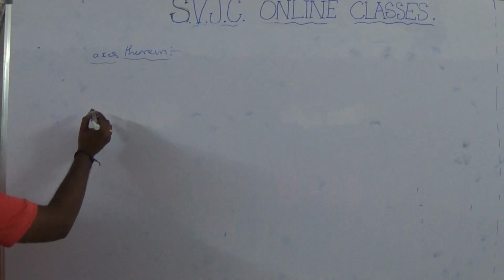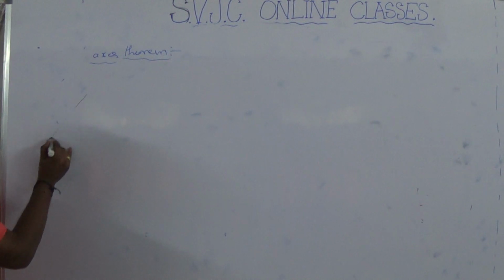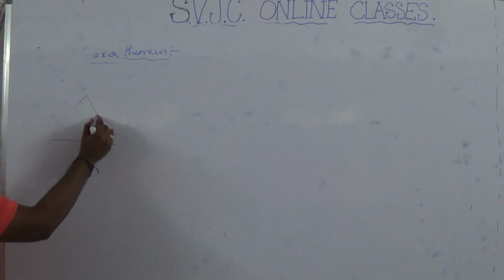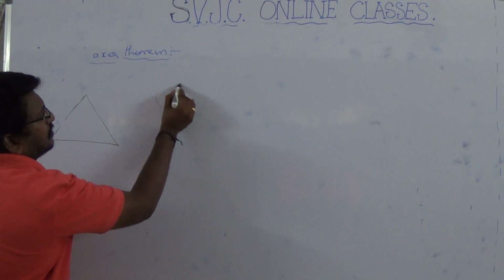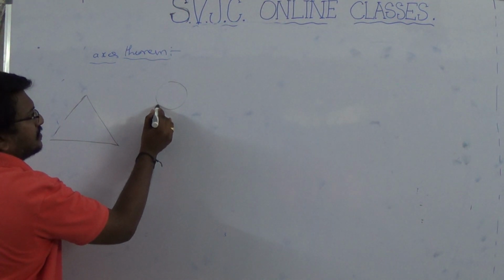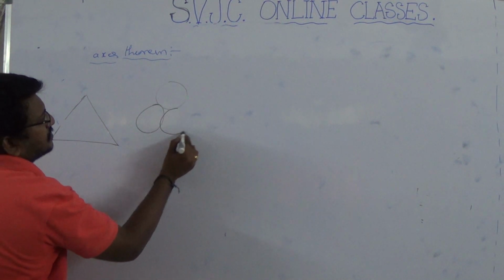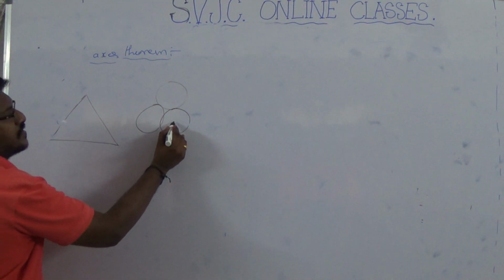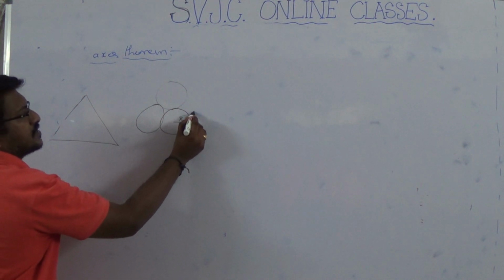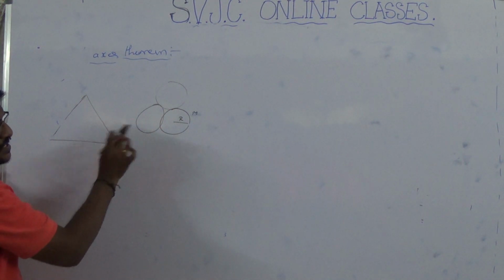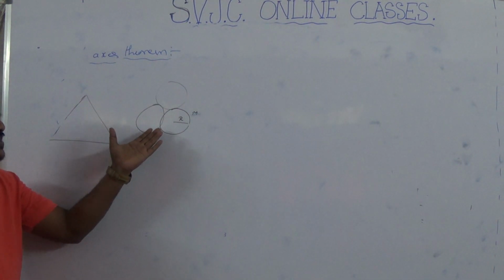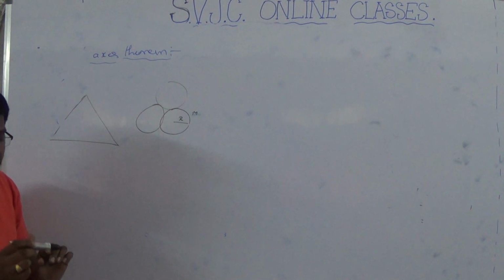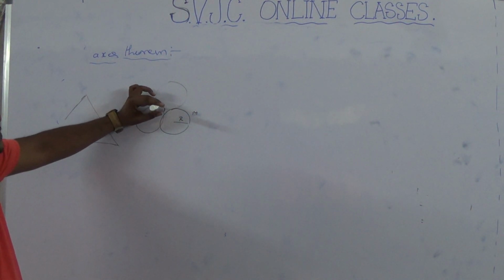Let me give one more example. For example, three discs arranged like this. Radius of each one is r and mass is m. What is the moment of inertia of these three disks, or what is the moment of inertia of this system with respect to the axis passing through the center perpendicular to the plane?